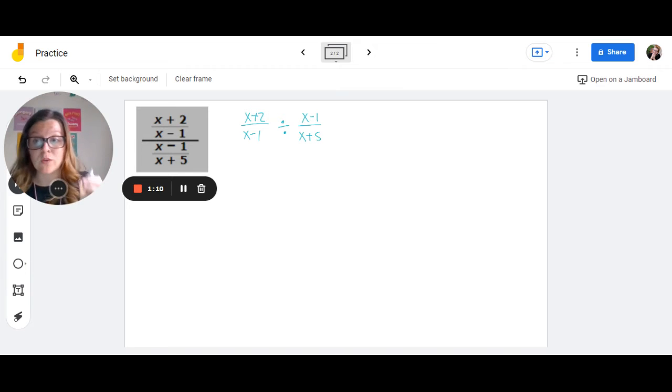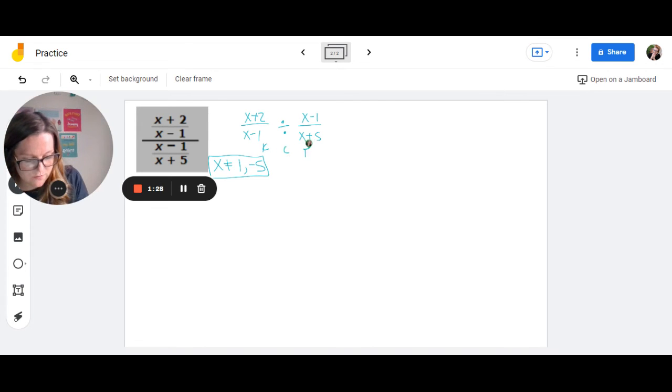So before you even start, once you rewrite it, you need to set your restrictions. So automatically, I have two denominators. I cannot have x equal 1, and I cannot have it equal negative 5. So there's my start of my restrictions. I'm going to box it so I don't forget about them later.